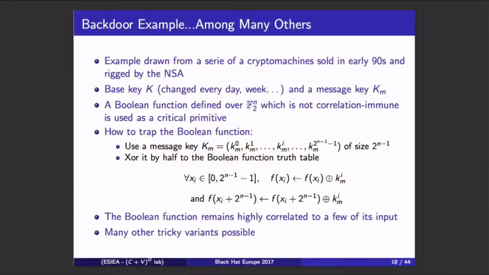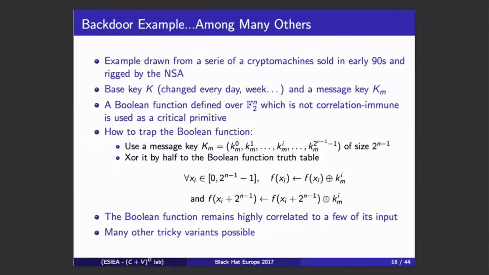So here's a case I've analyzed, very common techniques, more related to stream ciphers, where in fact you take a very critical primitive which generates our Boolean functions. They are supposed to be highly nonlinear, correlation immune, and so on.